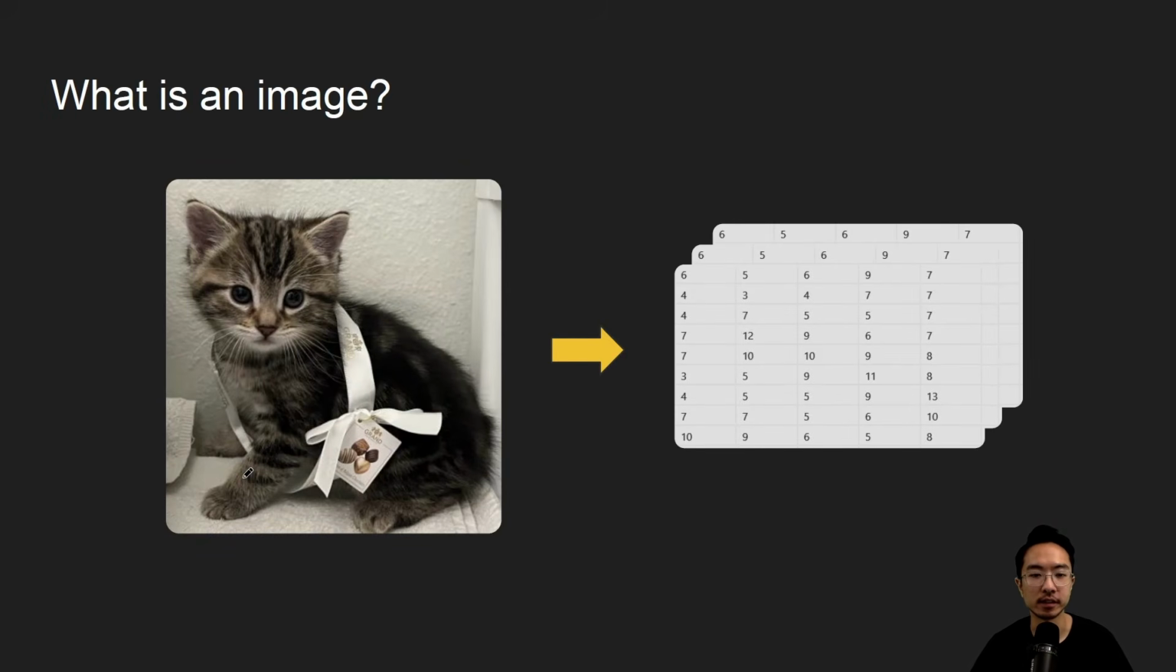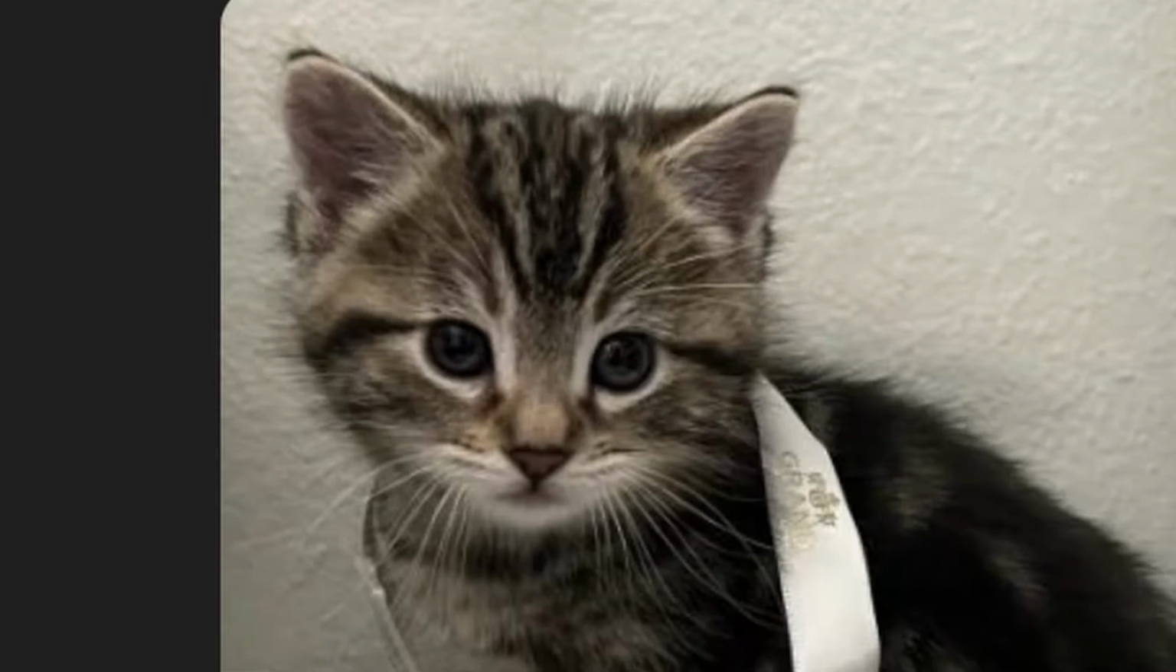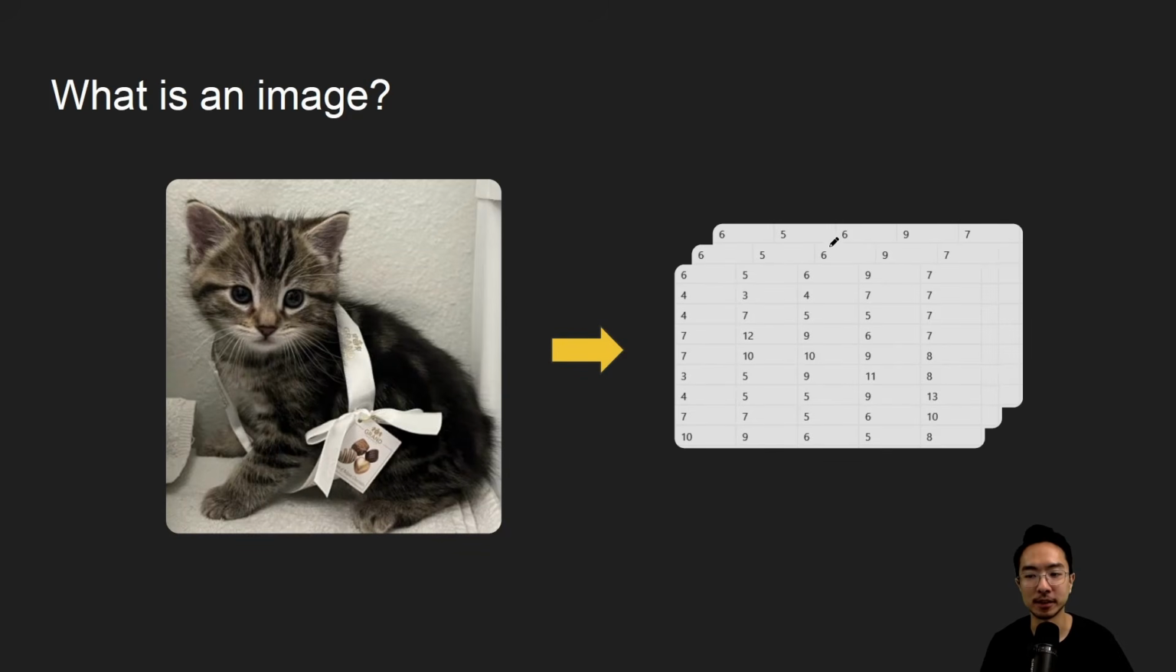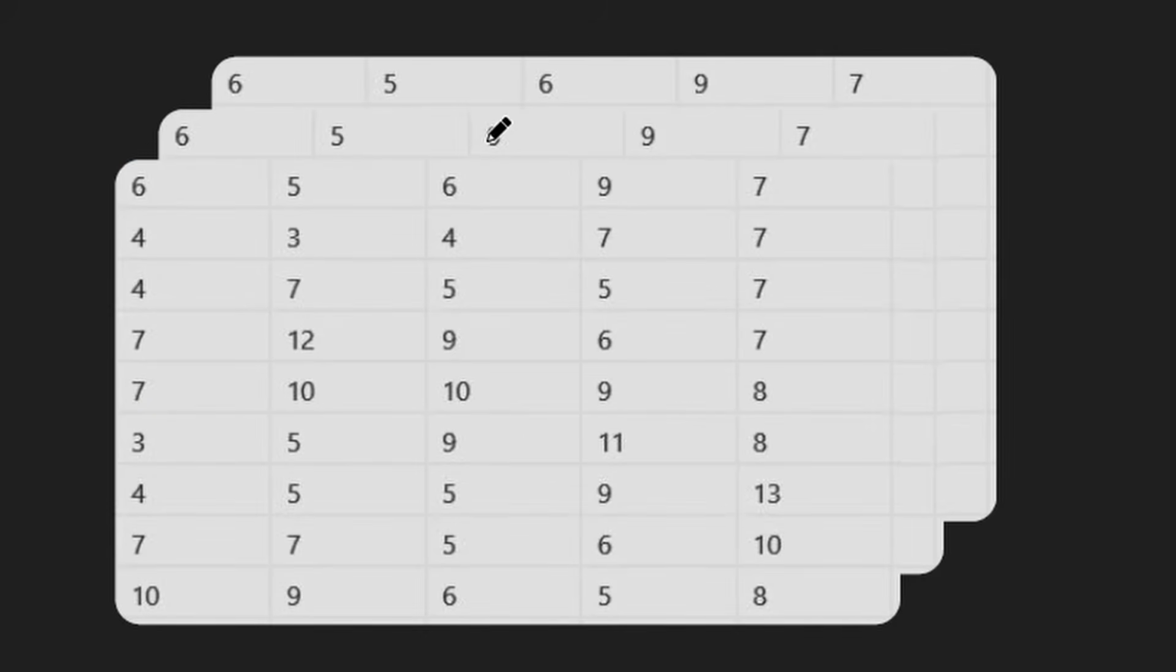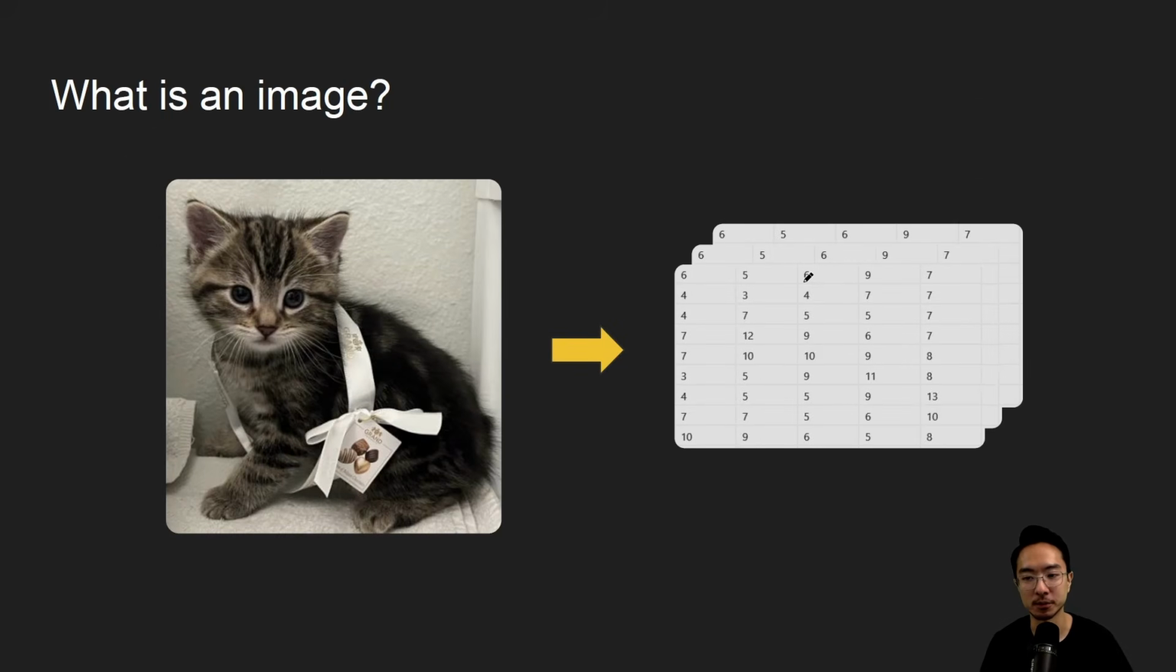Okay, so what is an image? So when you get an image like this cute cat that I have right here, what's really happening is you have a matrix that has a bunch of numbers. So we'll talk about what some of these numbers mean, but for now, just know that images are represented by a bunch of numbers stored inside a matrix.